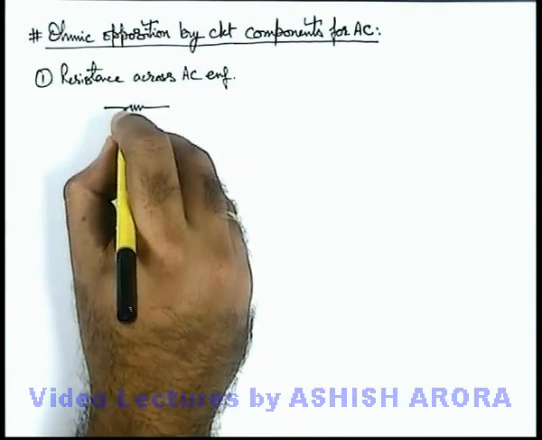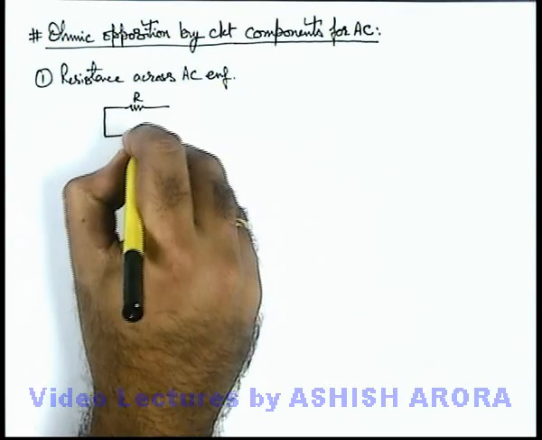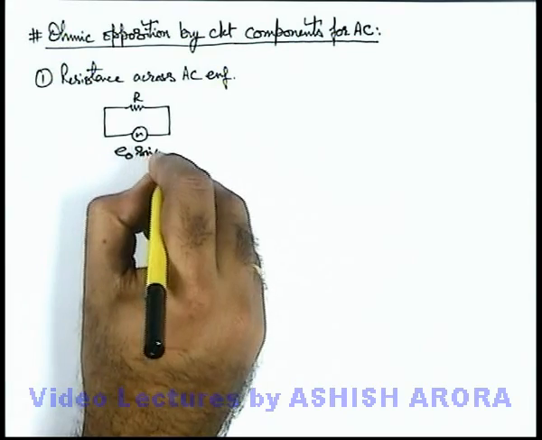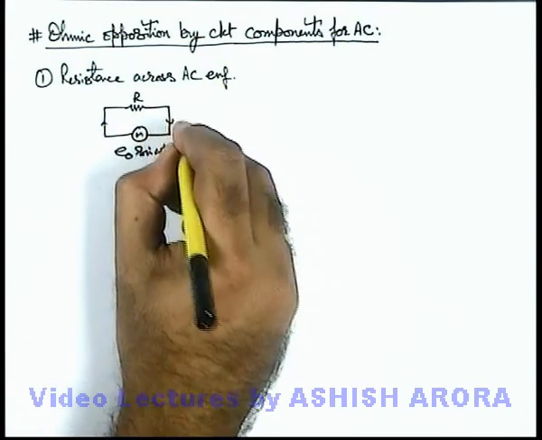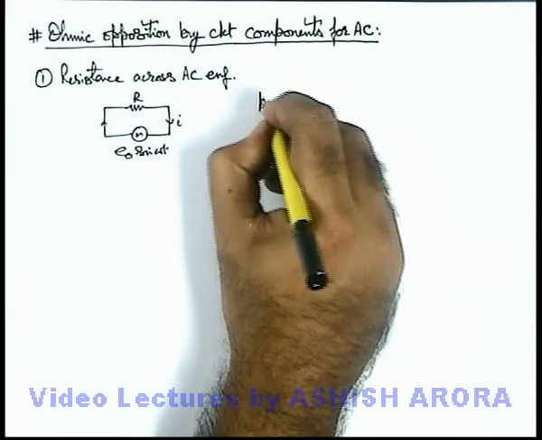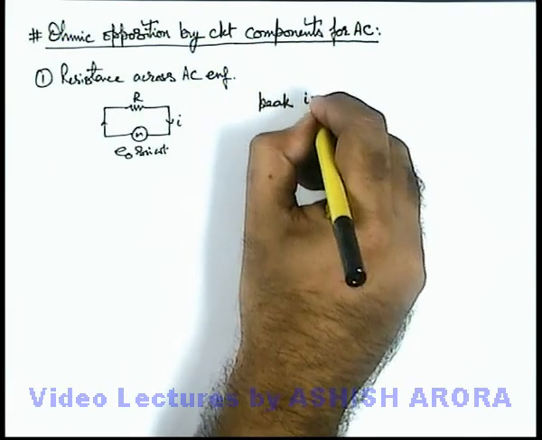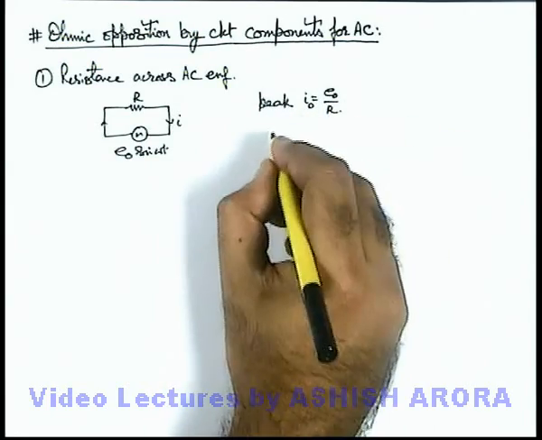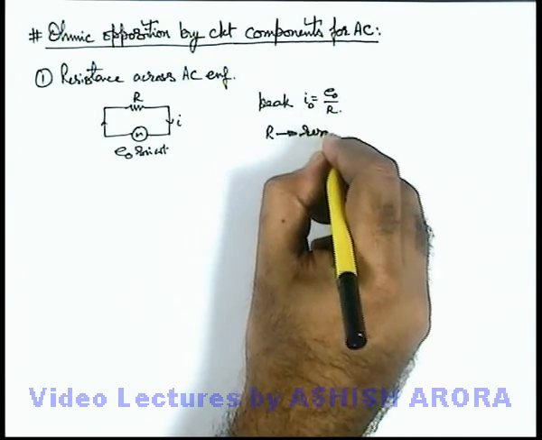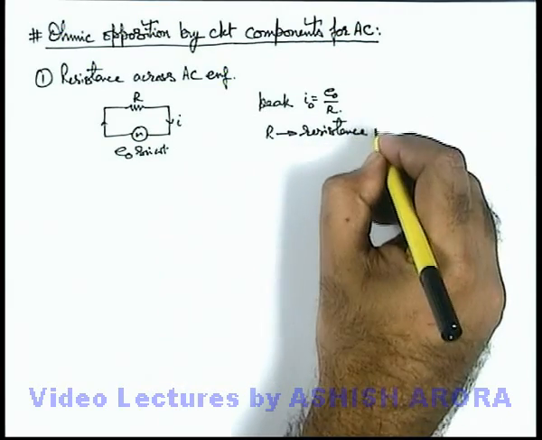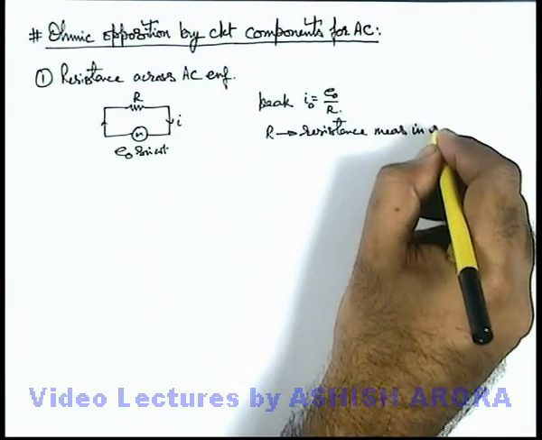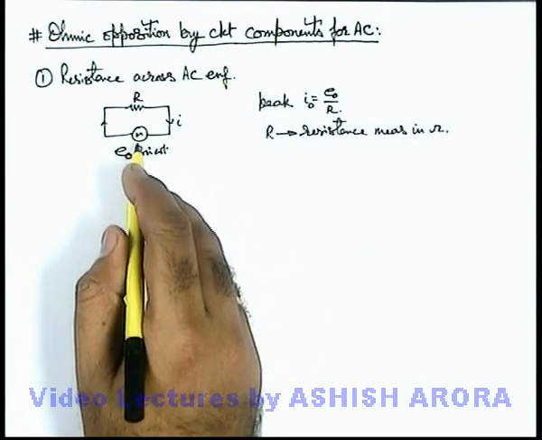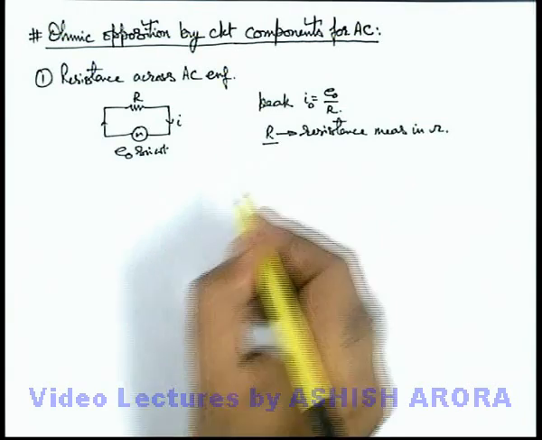The situation was this: if this is the resistance R which is connected across an AC source E0 sin omega t, we have seen that when the current flows through the circuit, the peak current is I0 = E0 by R. Here R is the resistance, which is measured in ohms. So straightforward we can say that when a resistance R is connected across an AC EMF, the ohmic opposition is equal to the value of the resistance.